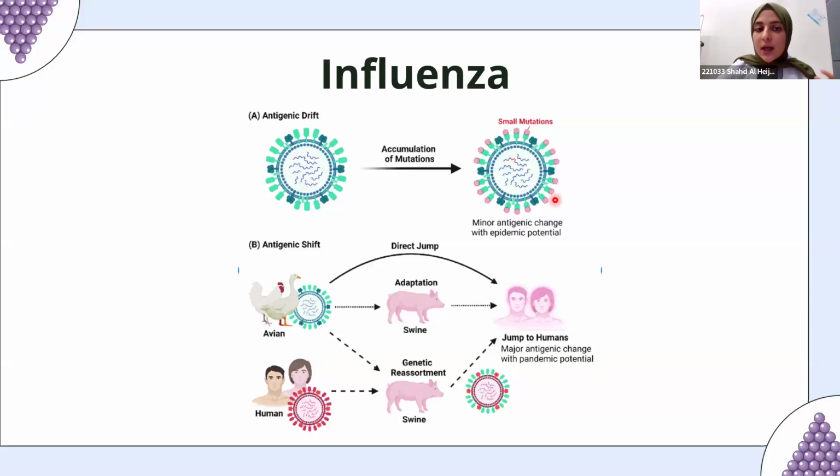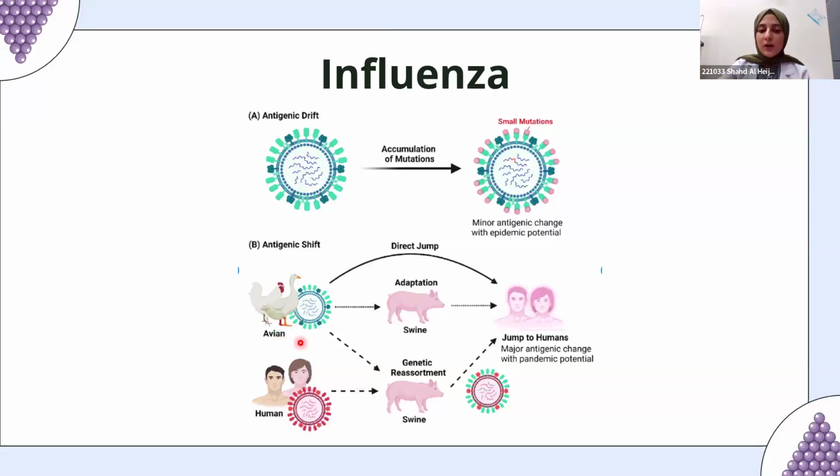Yes, as I mentioned, if it's a mutation only, mutation will cause a drift. But if you have a mixing of the genome, this will cause a shift. In this case, you have a shift because there's mixing of the genome in different strains and species, and then when they jump to humans, they will cause a pandemic because now you have a whole different genome happening. And there will be mixing basically between the different species.